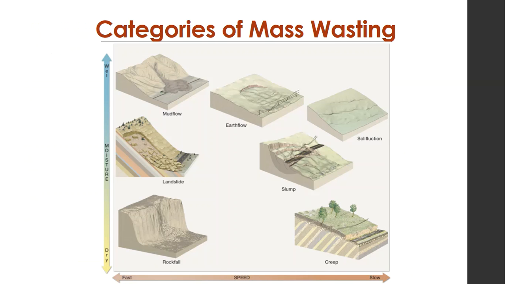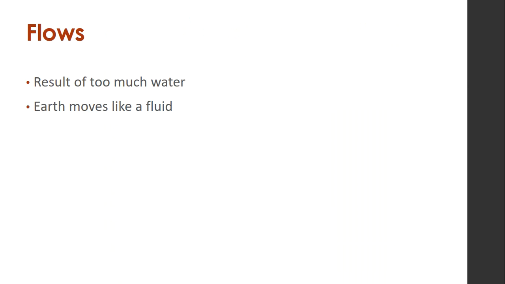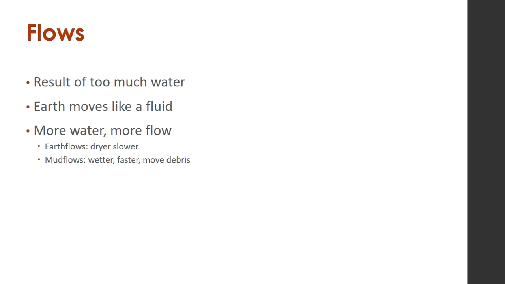So there are a few categories of mass wasting. Some that are more extreme, some that require more water and less water. You don't need to know all of these. I will go over the few that I want you to know. So the first one is flows, and those are a result of too much water and makes the earth move like a fluid. So more water equals more flow. If it's drier, they are slower. Mud flows are very wet, fast-moving debris, as opposed to earth flows, which are drier and slower.